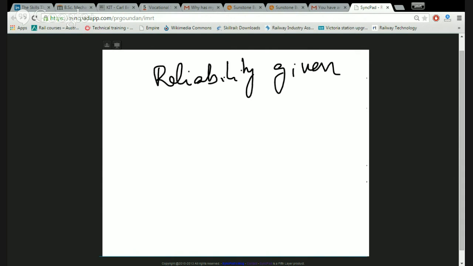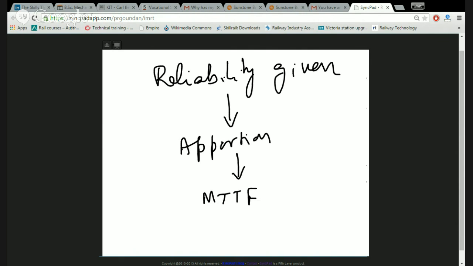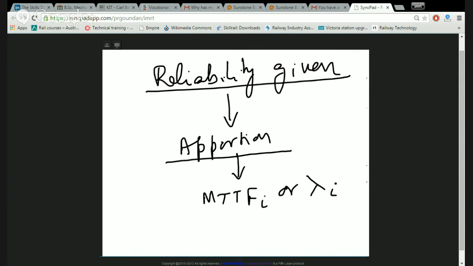I started with reliability as the given quantity. The overall reliability is given, then we apportion it, and you get the MTTF for the ith system or lambda i for the ith system. This is what we did. The overall is given, then we apportioned it by two methods down to the subsystem level. The answer was an MTTF i or a lambda i.